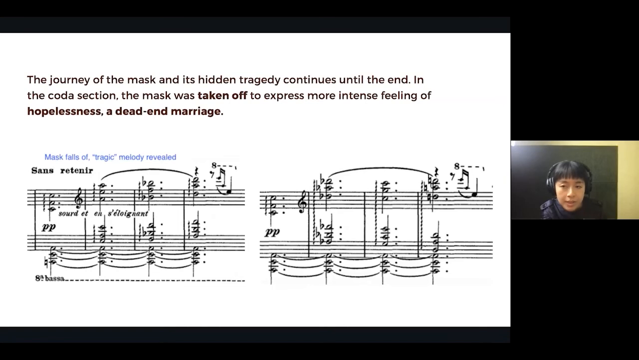Now, this is the place where the Mass actually falls, and then we hear the tragic melody, like what I played before just now. This is actually telling us, this is it, it is hopeless. It's a dead end marriage. There's no more reconciliation. There's no happy ending in this story. In this love story, there's no happy ending.